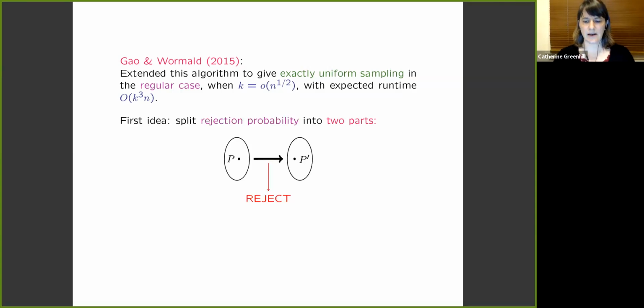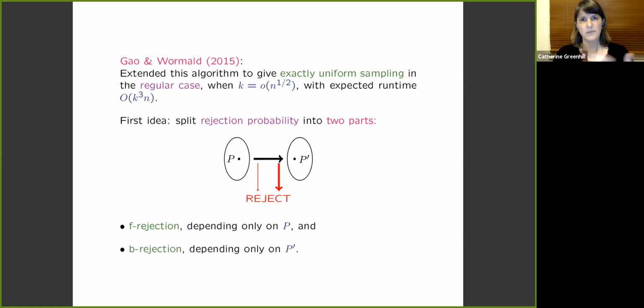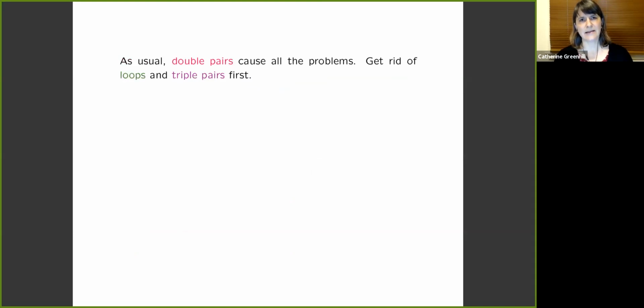Okay, so their first idea was to split the rejection probability into two parts and think of those two parts separately. There's an F rejection that depends on the configuration you're coming from. And then there's a B rejection, which depends only on the configuration that you arrive at. And F here is for forward and B is for backward. So it's always the case that the number of double pairs is higher than the number of loops in expectation. So these are the ones that cause us the problems. Jane and Nick actually allowed some triple pairs in their good set, but these are also not too numerous. So you can just switch away the loops and switch away the triple pairs using exactly the ideas from McKay-Wormald. So the new ideas were only needed for the double pairs.